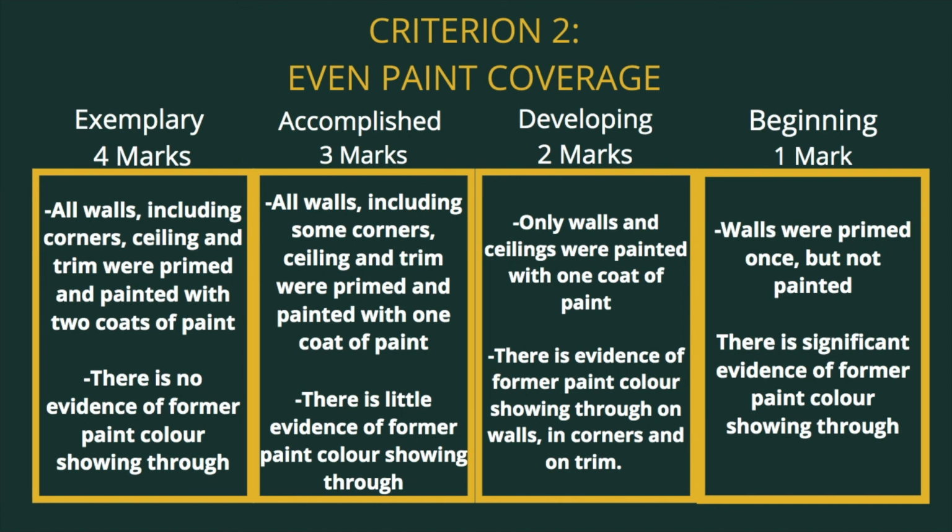For a beginning level here, the walls were primed once but not painted, so obviously that will not get full marks. And there is significant evidence of former paint color showing through. And again, my accomplished and developing levels fit between the exemplary and the beginning levels. It's up to you as to how many levels you're going to have or how many marks you're going to assign to each level here. That is your prerogative.